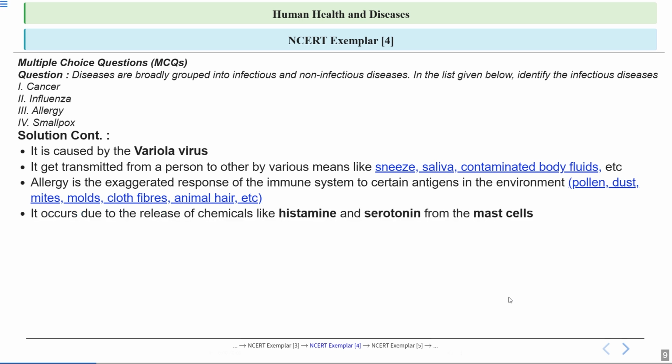Now, this exaggerated response occurs due to the release of chemicals like histamine and serotonin from mast cells. Mast cells act like alarm systems in the body, releasing these chemicals when they detect an allergen. Now, allergy is a non-infectious response. This means it cannot be transmitted from one person to another.